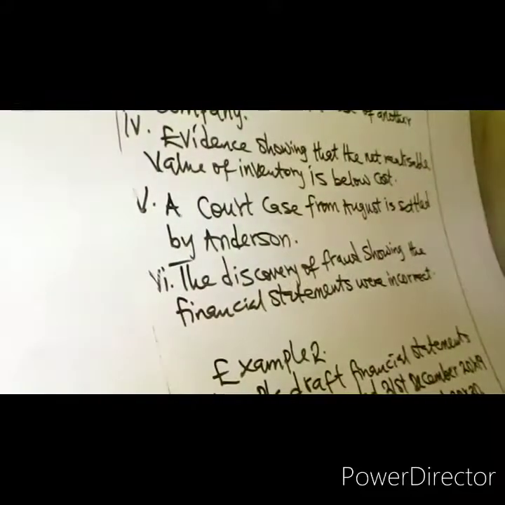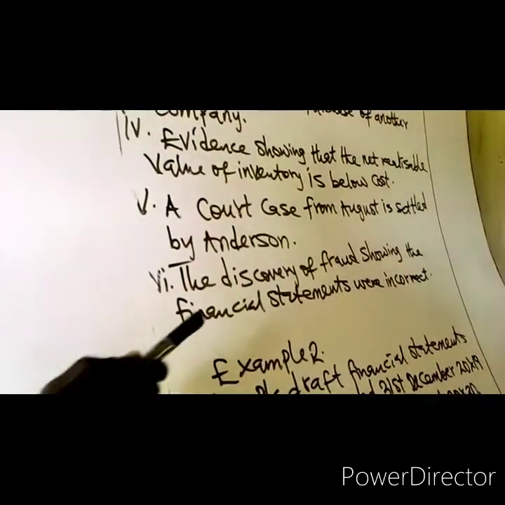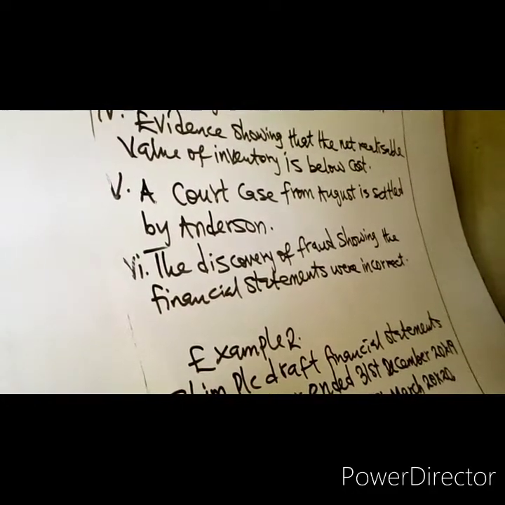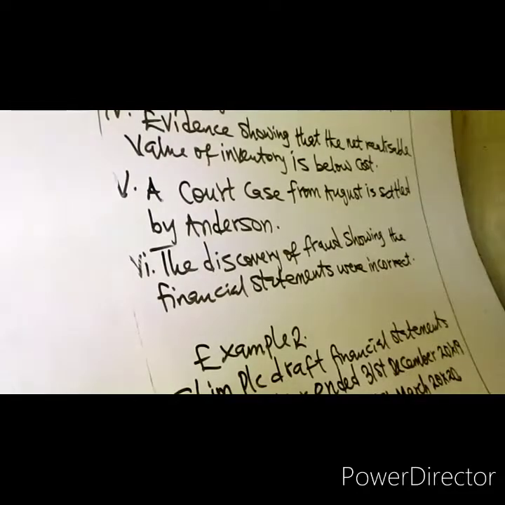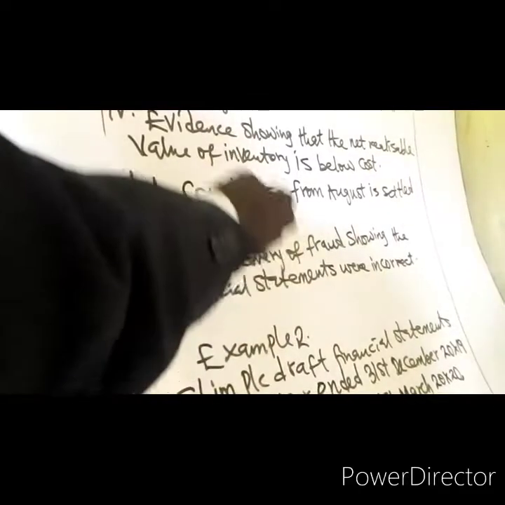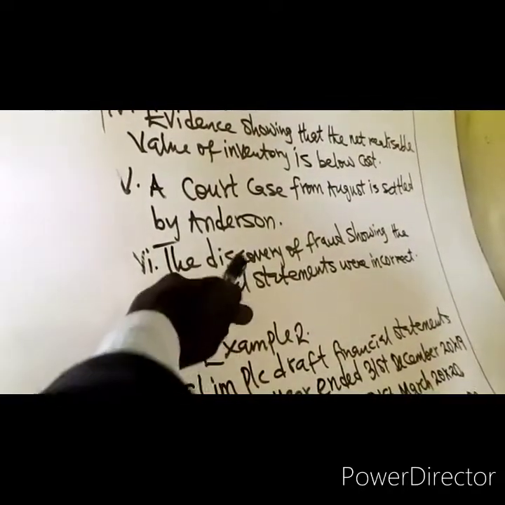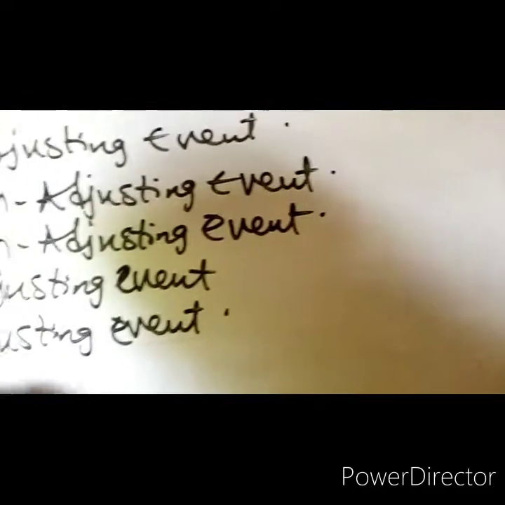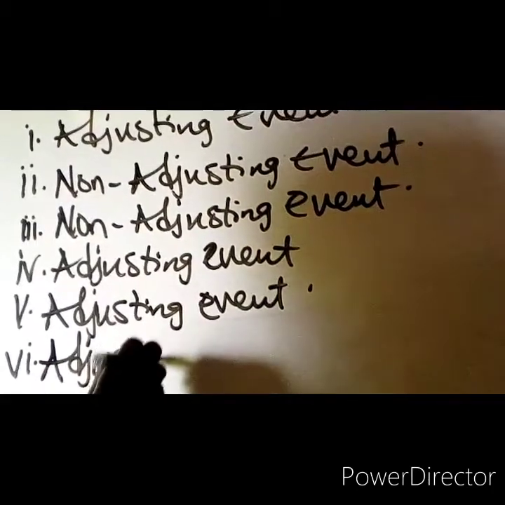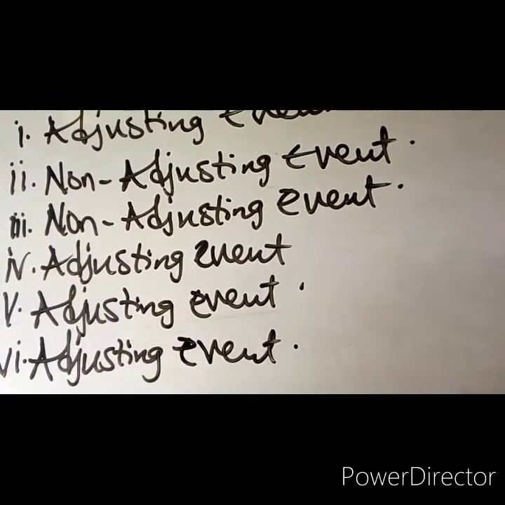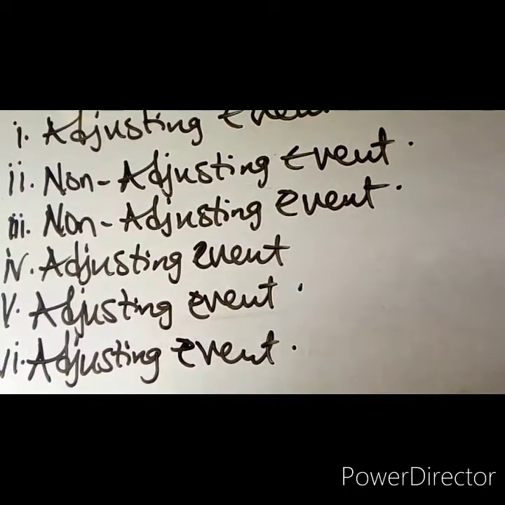Number six, the discovery of fraud showing the financial statements were incorrect. You have just discovered the fraud, and that fraud shows that the financial statements were not correct. Since the fraud has affected the position of the entity, that shows it is an adjusting event. So number six is also an adjusting event. So that is all about example one.